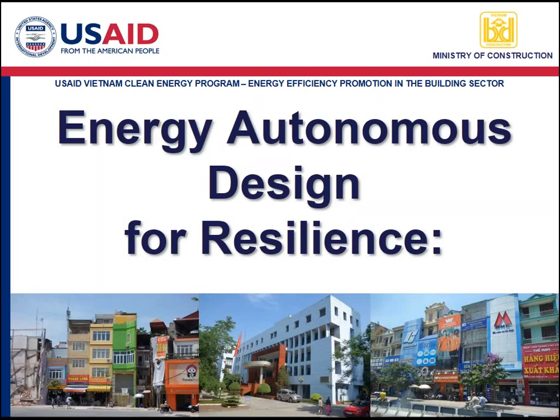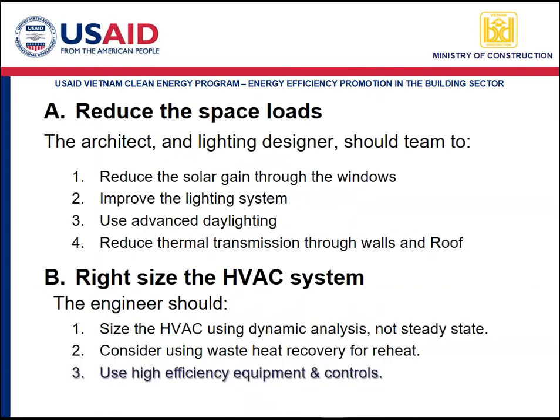Okay. Now we're going to talk about specific design measures we can use for resilience and low energy. We want to reduce the space loads. To do so, we reduce the solar gain through the windows. We improve the lighting system. We use advanced daylighting. We reduce the thermal transmission, the conduction through walls, although this is less important than the solar gain, the lighting system, and daylighting.